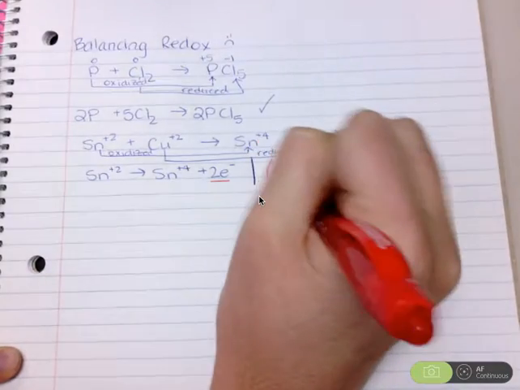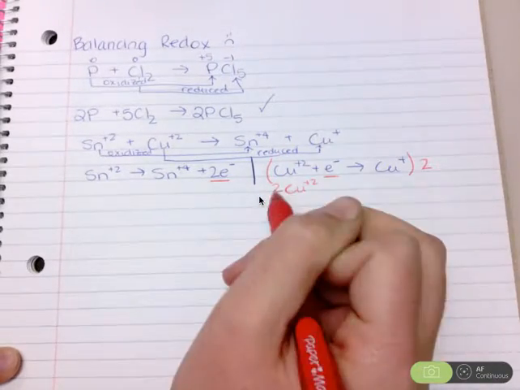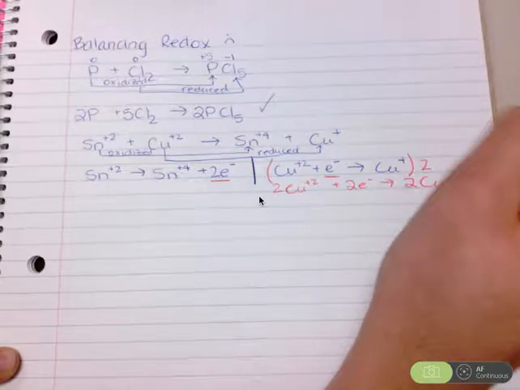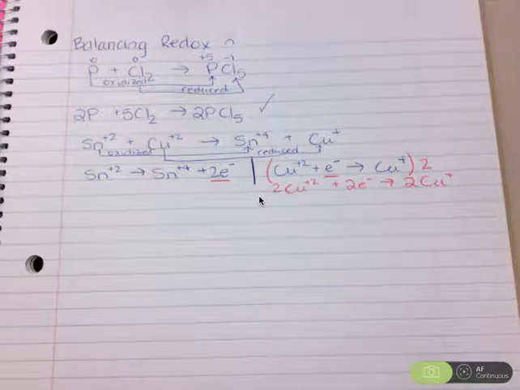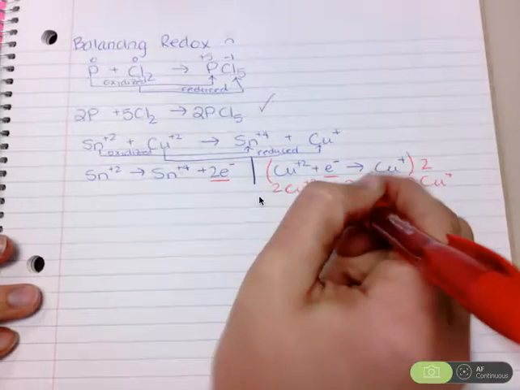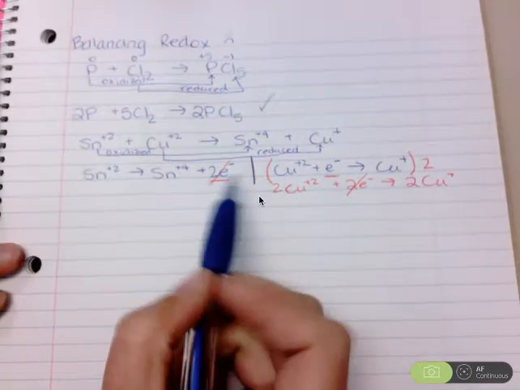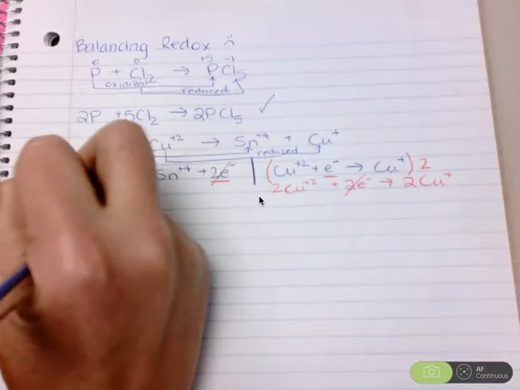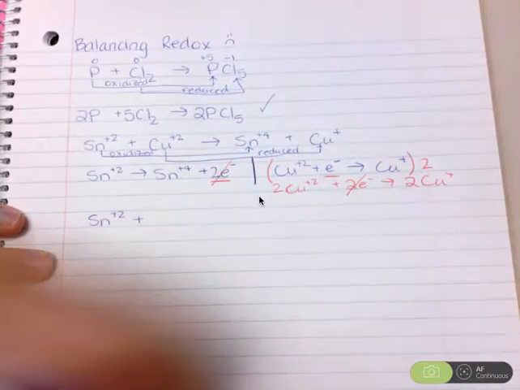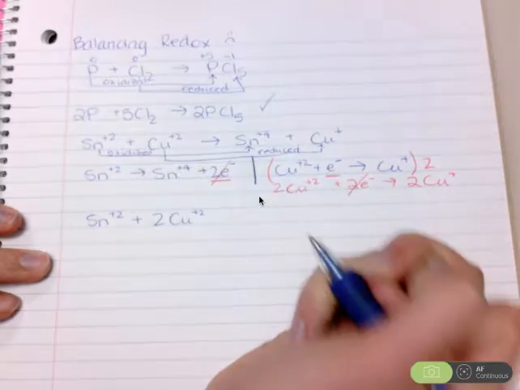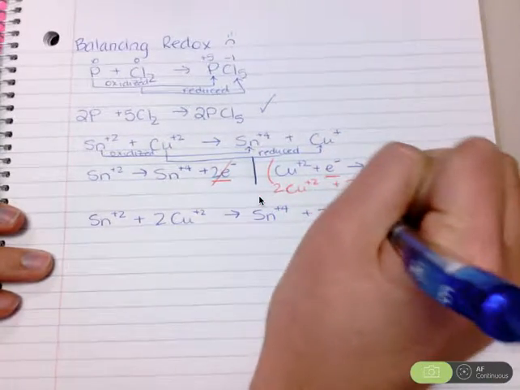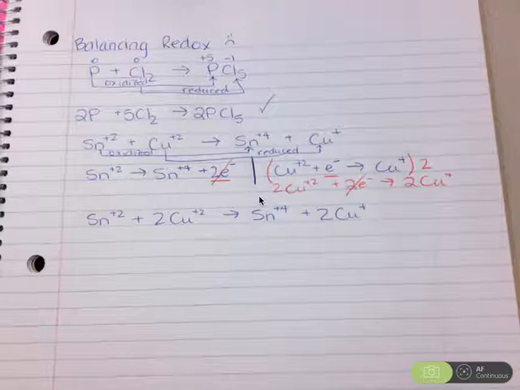So I'm going to get copper +2 with a 2 in front plus 2 electrons gives me 2 copper +1s. By doing this, I can now cancel out my 2 electrons on my reactant and product side. So my reaction is going to be Sn2+ plus 2 Cu2+ give me Sn4+ plus 2 Cu+. That is my balanced redox reaction.